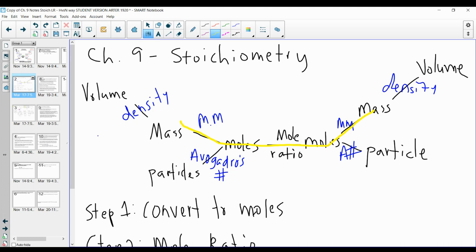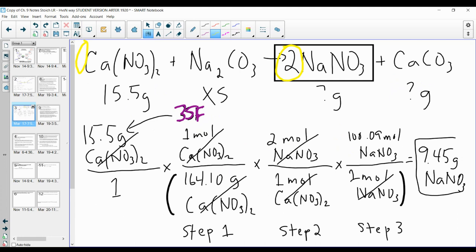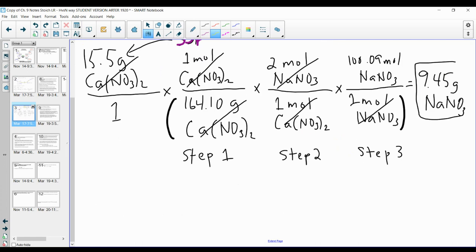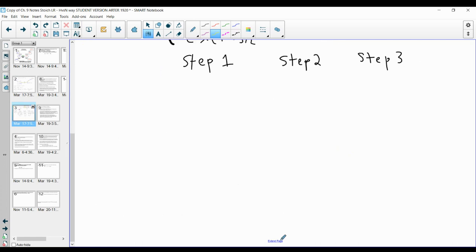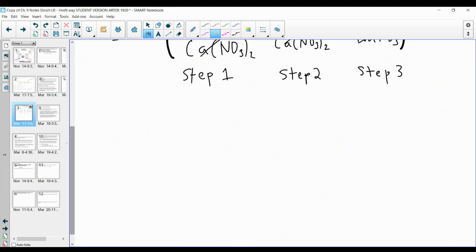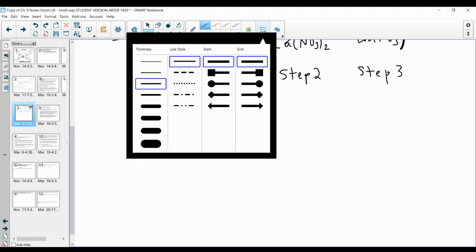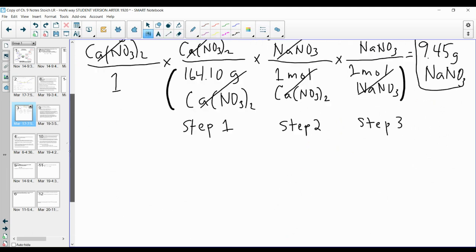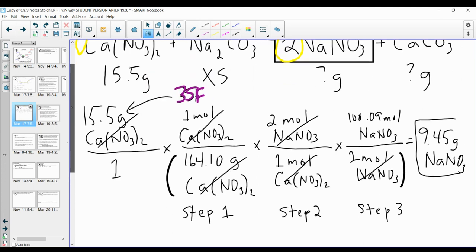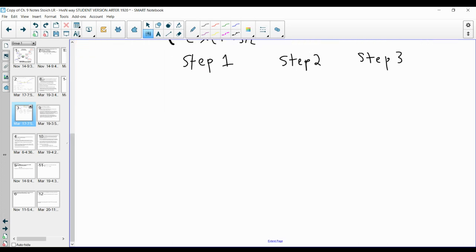We may start at volume, which we would need to cancel units with density, and we'll probably do that more tomorrow. But we're not done. This problem isn't quite over yet. As we take a look at our work, we're asked to also calculate what we would get for the CaCO3. So we're going to go ahead and do that.